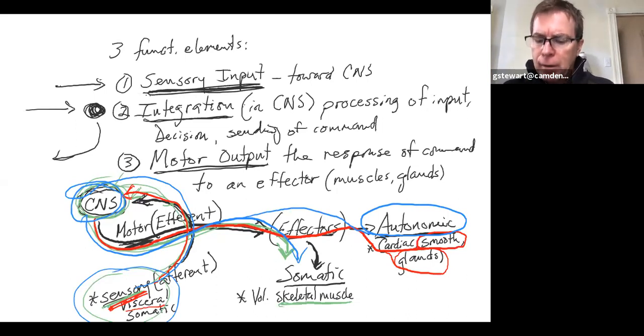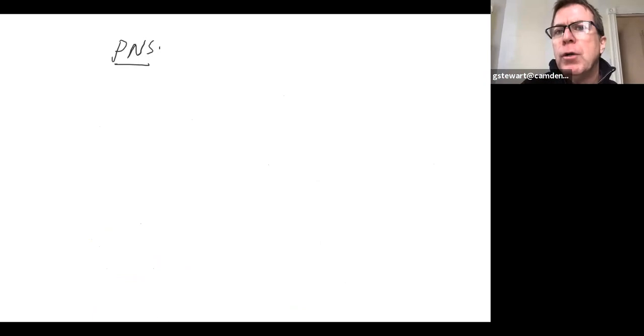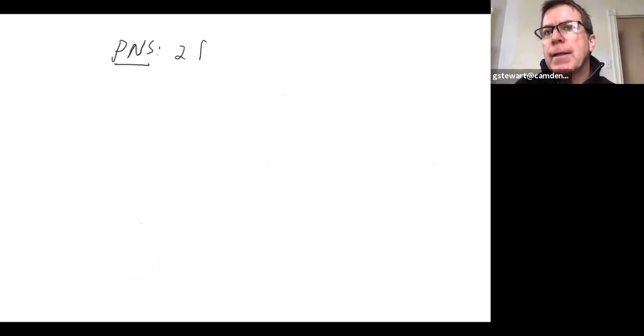I briefly talked about these two subdivisions of the peripheral nervous system. And I'm going to write some of this stuff out for you as quickly as I can because I need to cover a lot of material today. So within the peripheral nervous system, I'm just going to write PNS. That means everything outside of the central nervous system. There are two, I listed this in my diagram, but I'm going to write it down. There are two functional subdivisions.